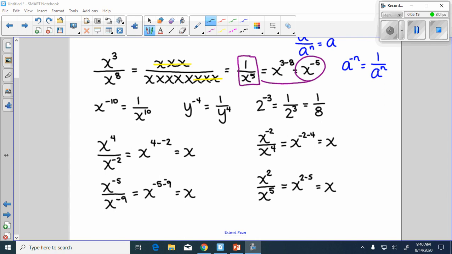So the top left, 4 minus -2. When we put those numbers together, we get positive 6. If we take -5 minus a -9, that is plus a positive 9. And so that 9 minus 5, we get x to the positive 4 there.